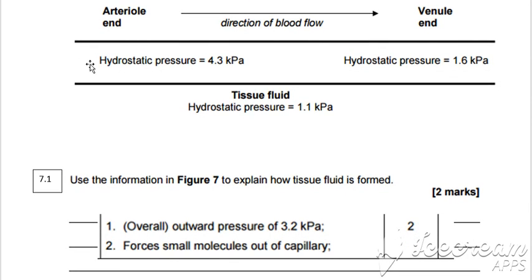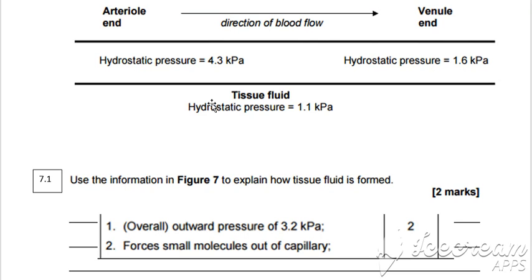So we can see that at the arterial end, the hydrostatic pressure is higher inside of the capillary than the hydrostatic pressure outside, 4.3 on the inside, and on the outside it is 1.1. And we can see that as it goes through the capillary, at the venal end, the hydrostatic pressure has decreased. So using this information, we can say that the hydrostatic pressure inside of the capillary is higher than the hydrostatic pressure on the outside.